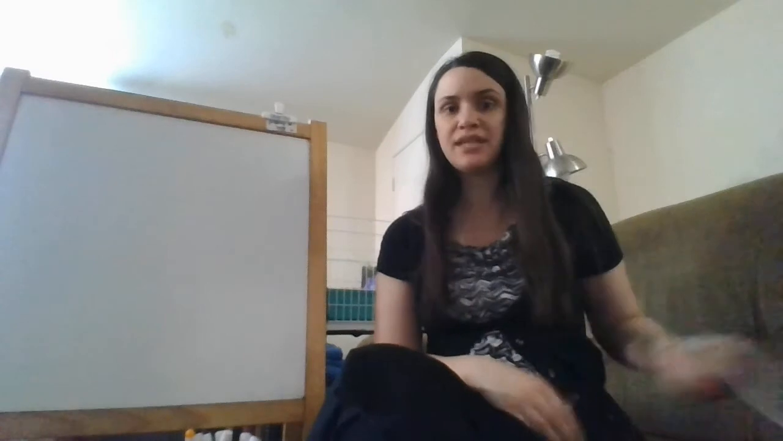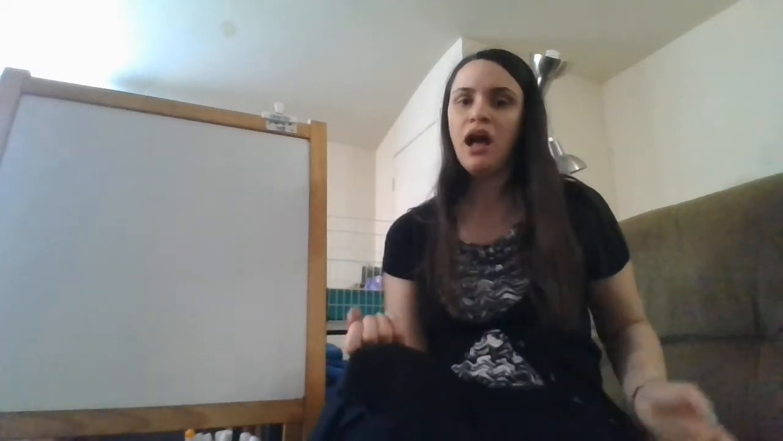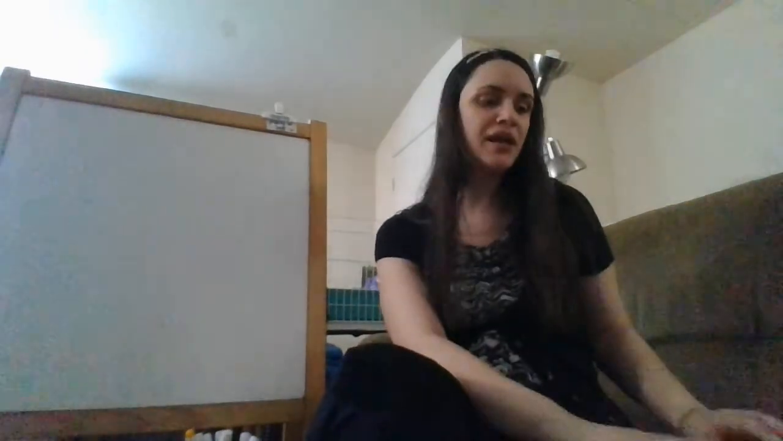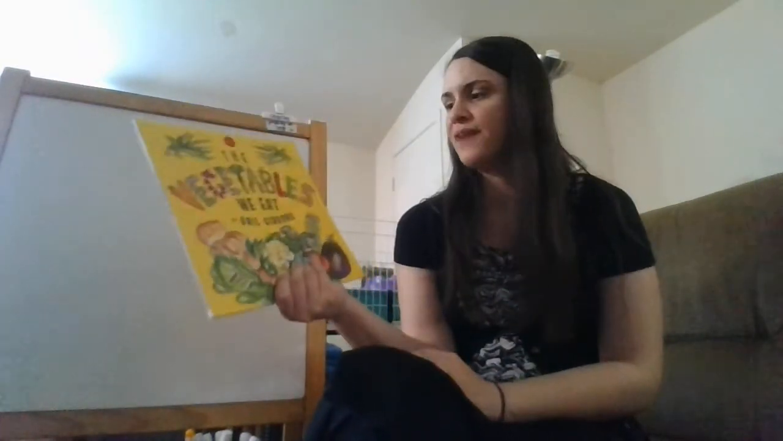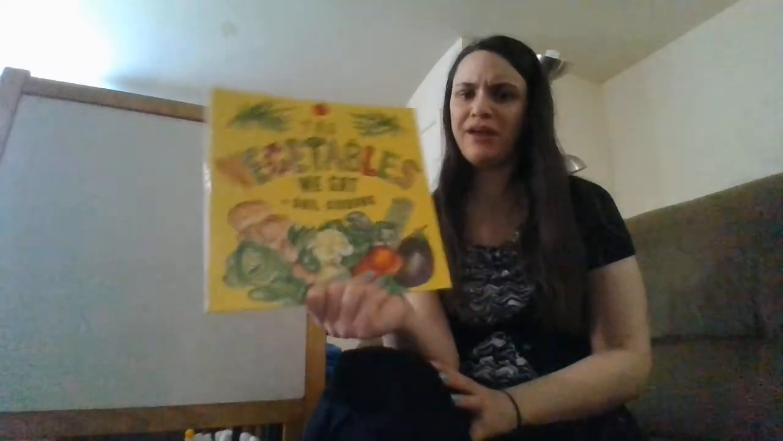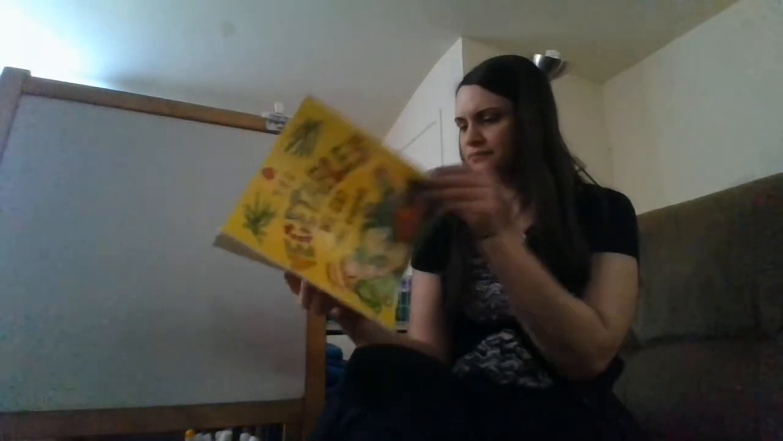So we're going to read a book today more about eating plants because like we said again, that's how people and animals get food. It's from plants. So this book is called The Vegetables We Eat by Gail Gibbons. We've read a few Gail Gibbons books, so you might recognize some of the pictures look like hers.